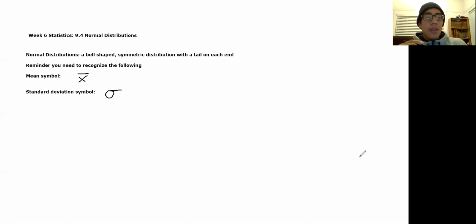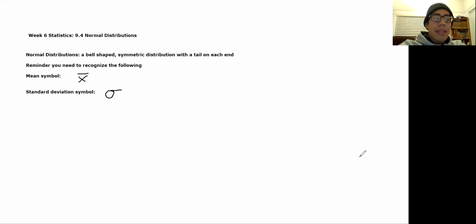This time, you're doing something called normal distributions. And normal distributions rely heavily on standard deviations. However, I'm just going to give you that number and you're going to use it. So here, I have the definition: a normal distribution is a bell-shaped curve, a symmetric distribution with a tail on each side.